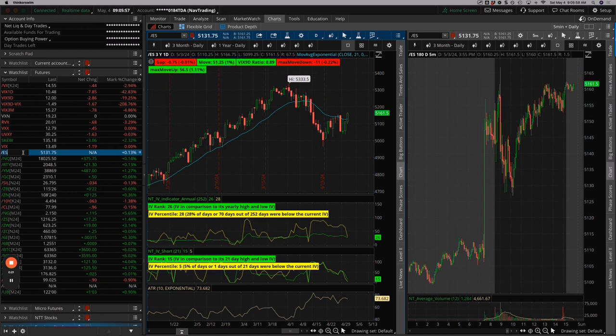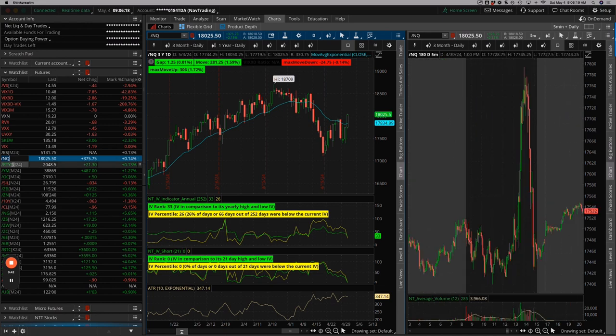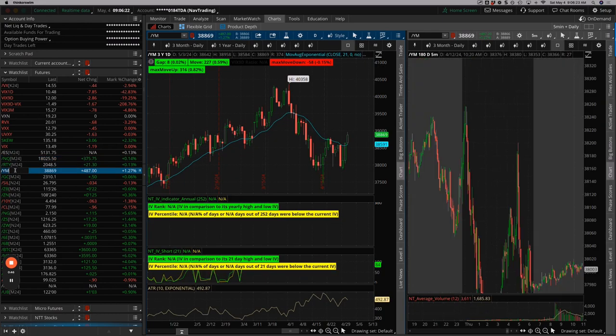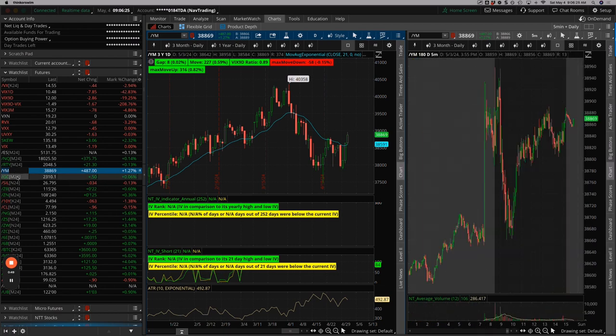S&P, obviously we had FOMC this week. The day before, big sell-off. FOMC day had a run-up and a huge reversal. Price action looked like we might potentially continue lower and not to be. Just rip your face off to the upside. And now volatility is down. NASDAQ, similar price action. Russell, a little bit stronger than the others. And the Dow, a little bit stronger as well.